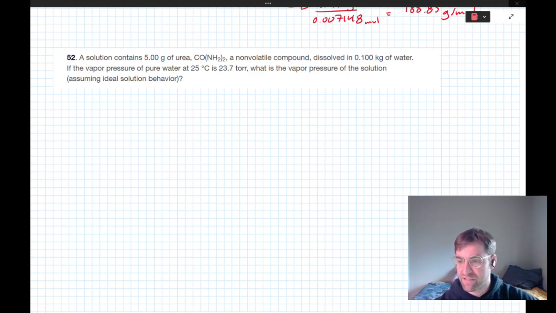This isn't that different from the osmotic pressure question that we were just dealing with, but we don't have to deal with the gas constant. That's actually not a great comparison. Forget I said that.